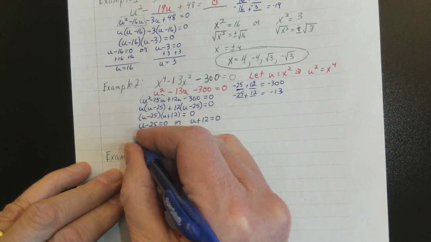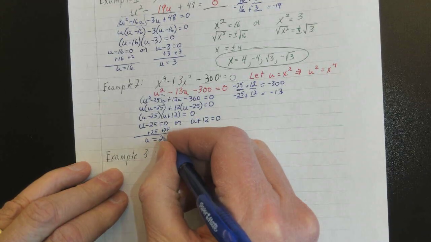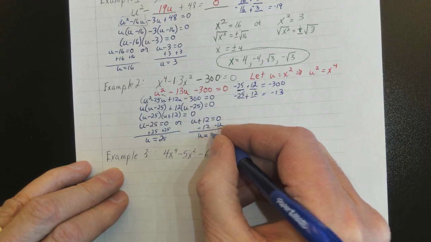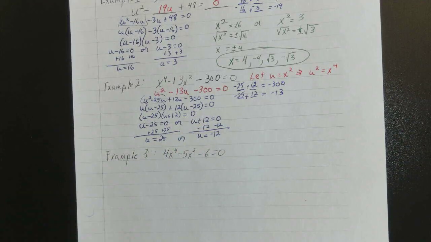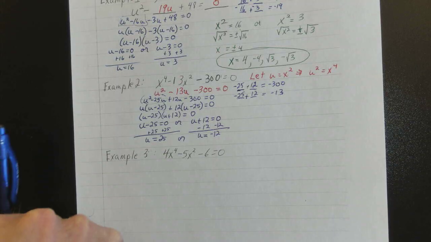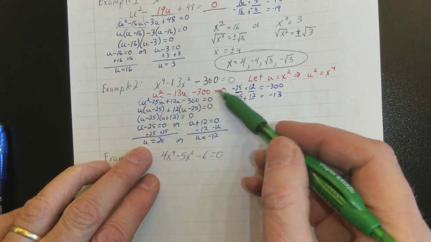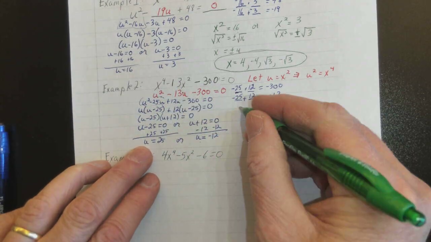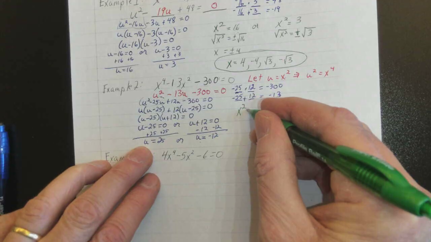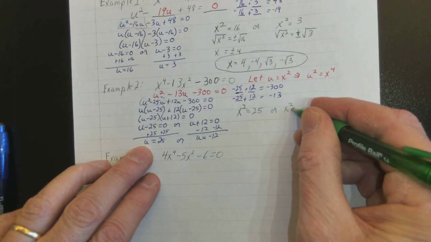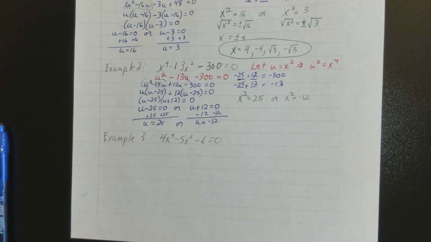Add 25 on both sides here. You get u equals 25. Subtract 12 from both sides here. You get u equals negative 12. U equals 25, or u equals negative 12. And we're not searching for u, though, right? We solved this equation. We want to solve this equation. So we're going to take u out and put x squared in. X squared equals 25, or x squared equals negative 12.